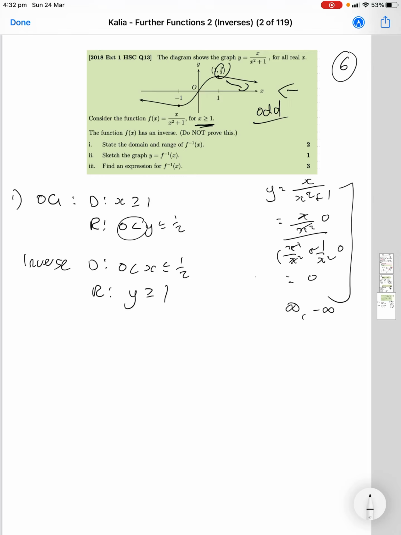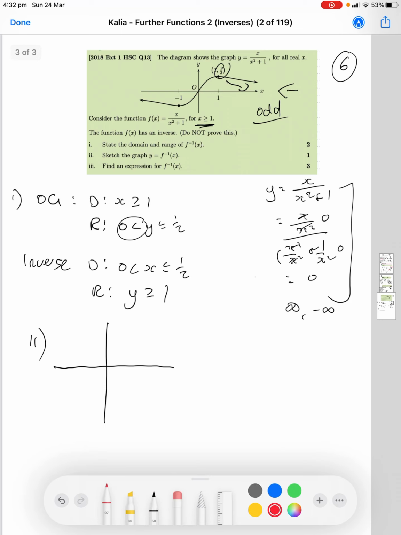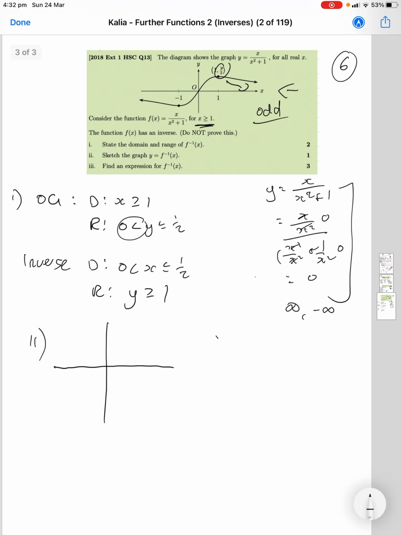Super simple. And we can particularly use this for part 2. We've got to graph this. My graph's going to be beautiful and quite poor. So the best part about this is that the x and y values of the inverse swap. So the x and y of the inverse are opposite the x and y of the original.